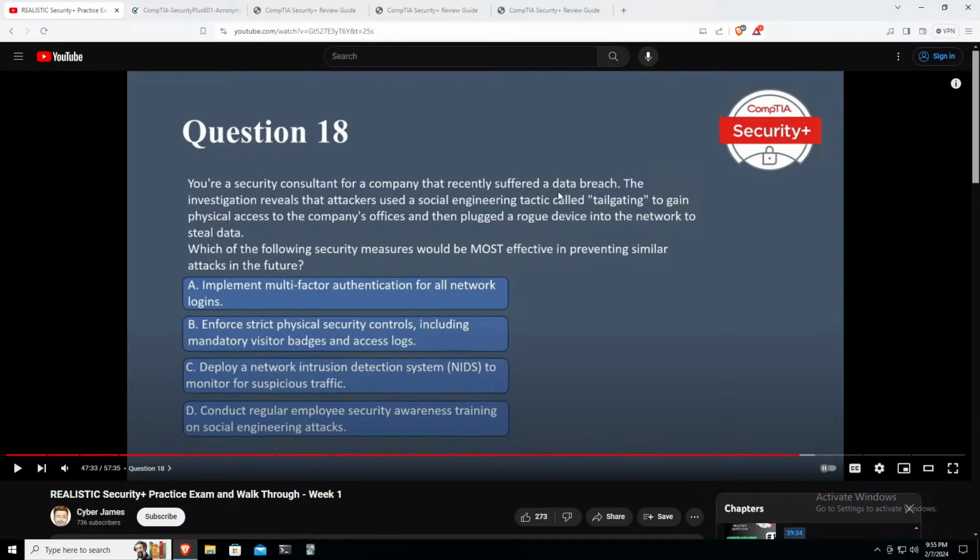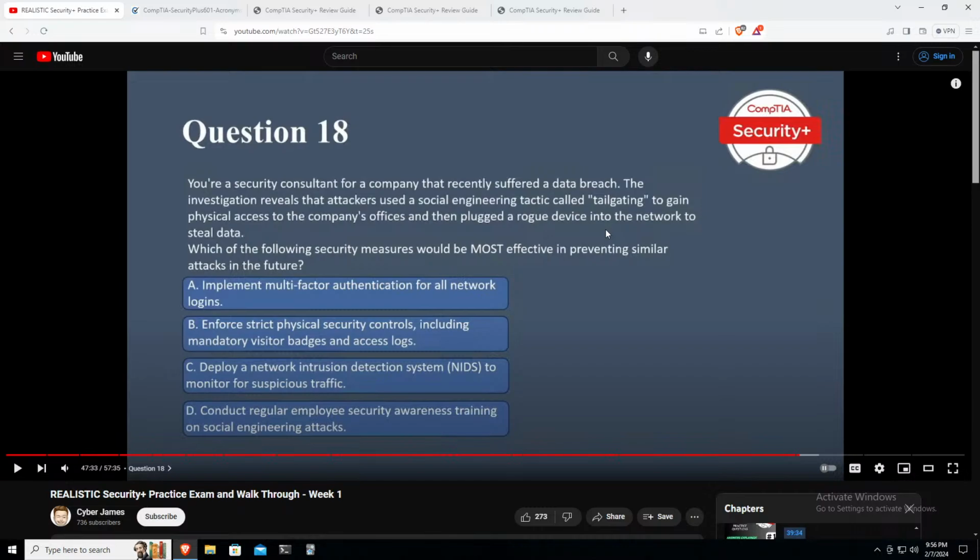So, tailgating just means that you are being followed very closely, and as you open a door, someone quickly follows behind you. Or as you scan your key card and open the door, the other person goes in with you. So that's what tailgating is.